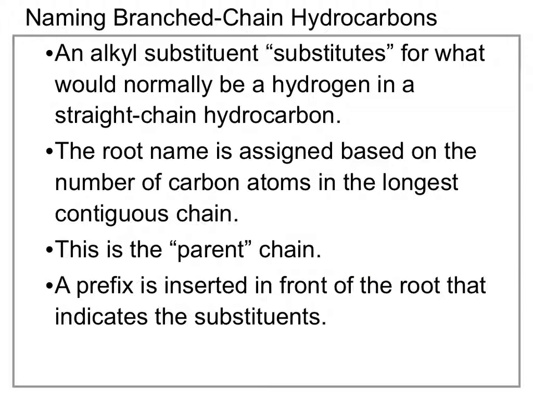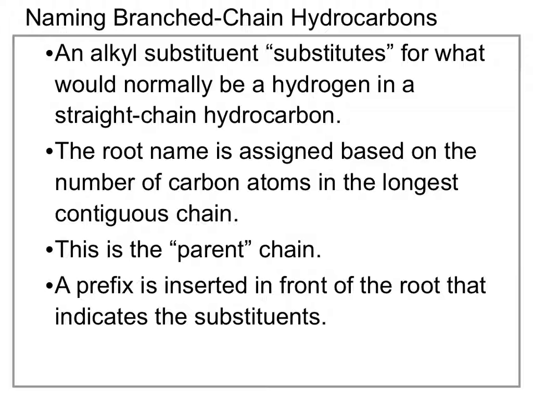We've talked about how we name straight-chain hydrocarbons, where we simply take the root based on our number of carbon atoms and add the appropriate suffix based on if the compound is an alkane, alkene, or alkyne. We're now going to discuss how we'll name branched-chain hydrocarbons. Normally, in a straight chain, we would have all hydrogen atoms coming off of our carbon backbone. However, in branched-chain hydrocarbons, we will have a different carbon group coming off 1 or more of those spots.